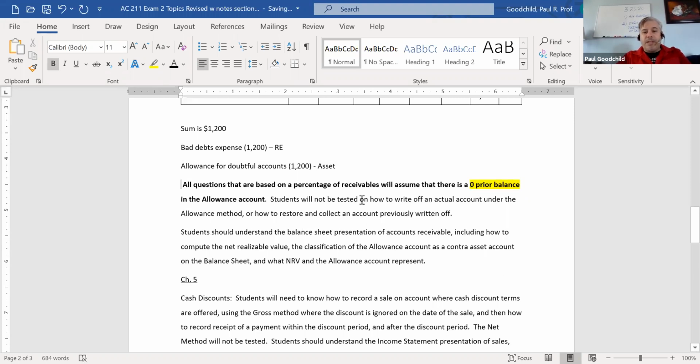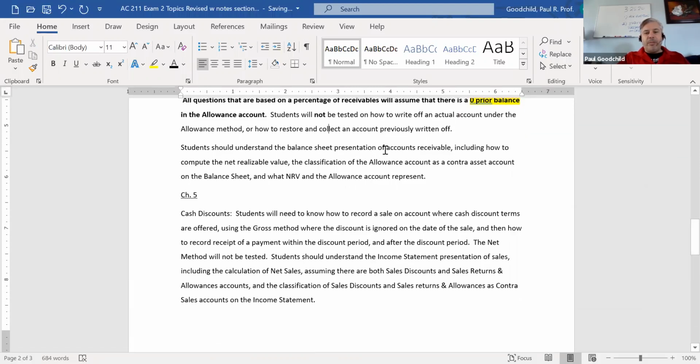Okay, students will not be tested on how to write off an actual account under the allowance method, or how to restore an account previously written off. Should understand the balance sheet presentation of accounts receivable, including how to compute the net realizable value, the classification as a contra asset account, and what net realizable value and the allowance represent.